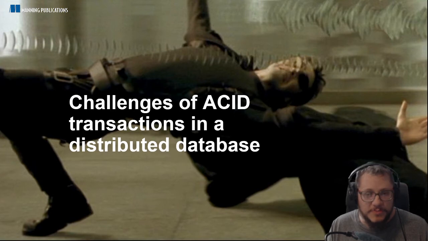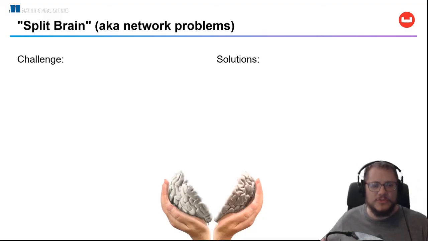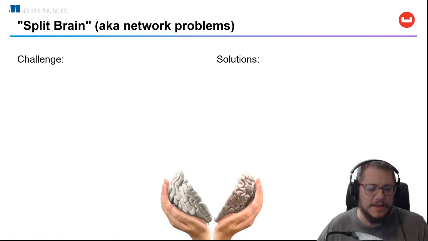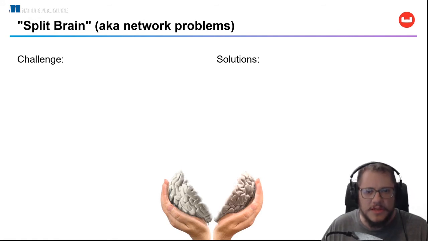Implementing ACID just by itself is already a challenging problem, but now factoring in distributed systems, it makes it even more so. So here's a few of the problems and some of the ways that I've seen them dealt with, to not necessarily solve them, but to at least mitigate them. So the first one is a class of problems called split brain. And this basically means network problems.